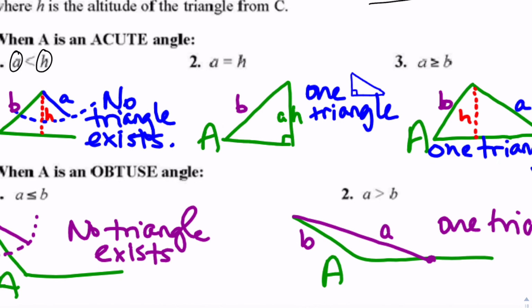Now, if a equals h, well, the height and a are exactly the same, which forms a right triangle.